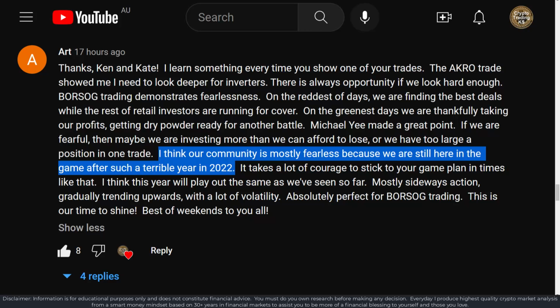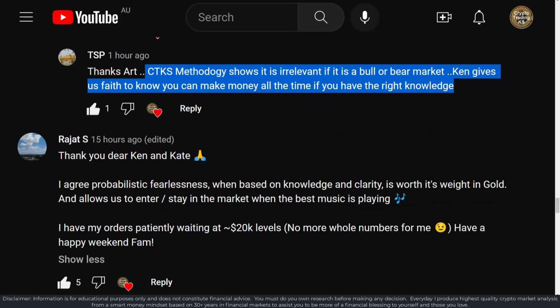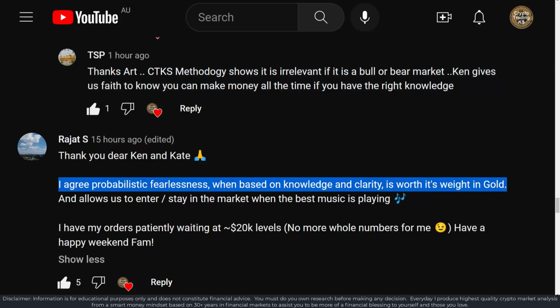And Art says, I think our community is mostly fearless because we're still here in the game after such a terrible year in 2022. In responding to Art, TSP said that CTKS methodology shows it's irrelevant if it's a bull market or a bear market. Ken gives us faith to know that you can make money all the time if you have the right knowledge. And the beautiful thing about our community, we buy long at spot. We don't use derivatives at all. That means we can never get liquidated because crypto is so incredibly volatile.